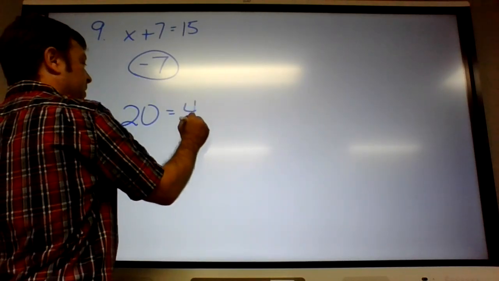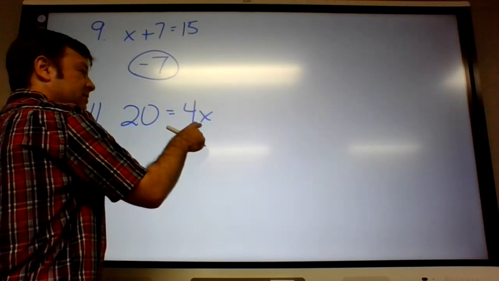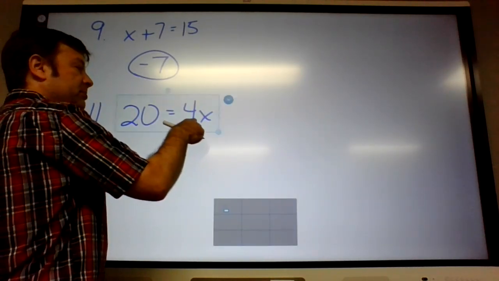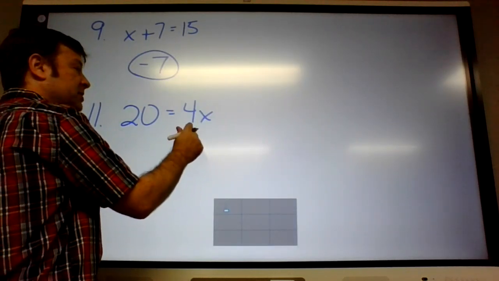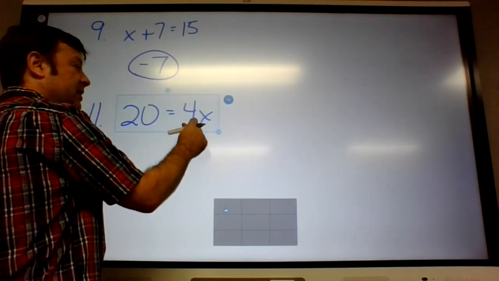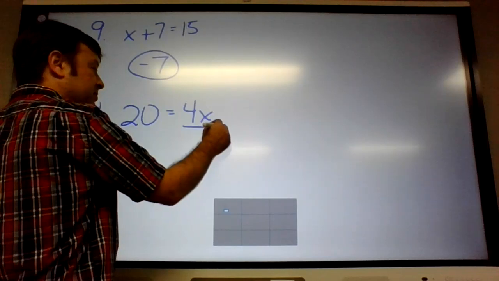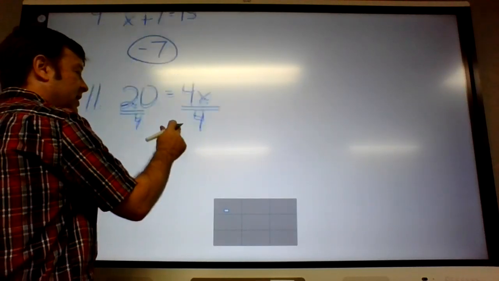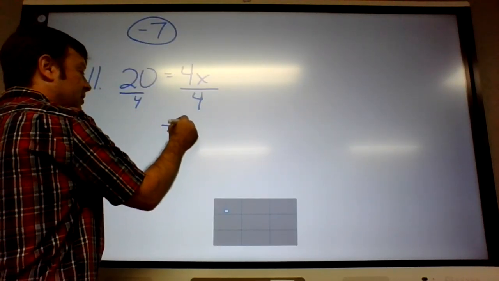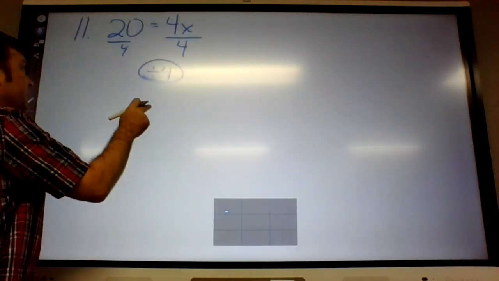Okay, so we're trying to get x by itself. So what does it mean when 4 is right next to the letter? Oh, divide by 4. Right, it means 4 times x. So to get rid of a times 4, we're going to divide by 4. Now, we're not actually going to divide by 4. We're just going to write divide by 4.